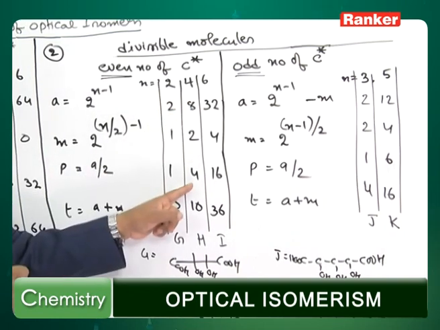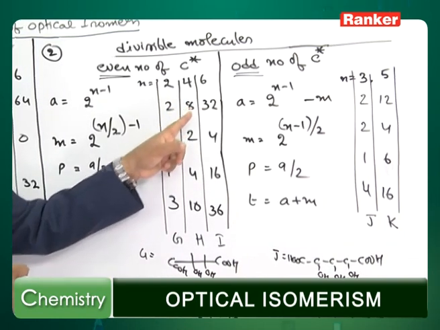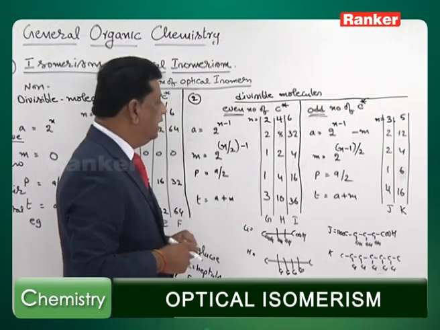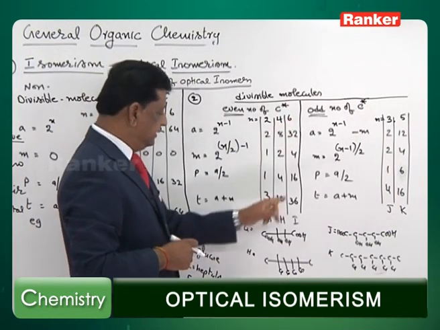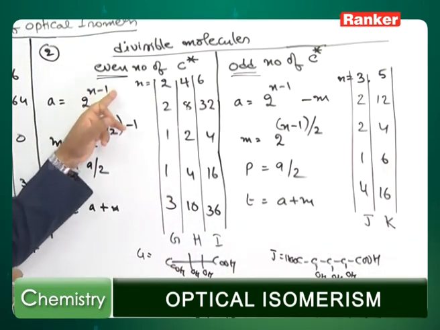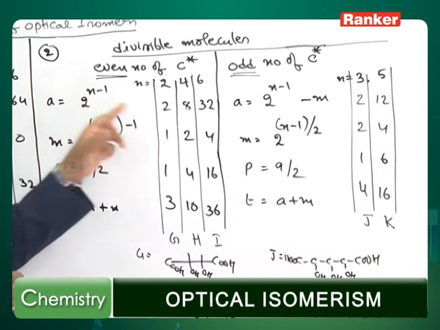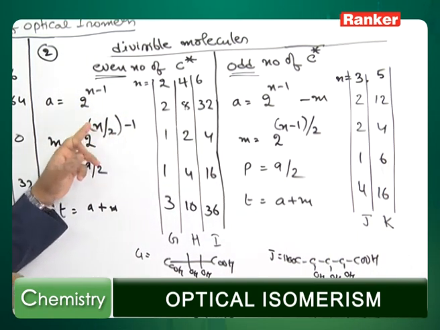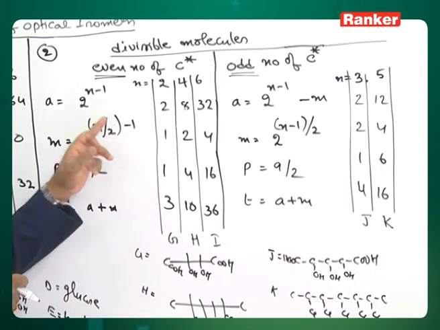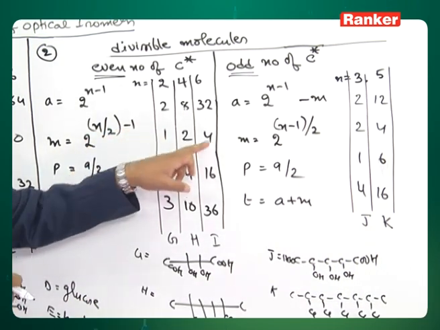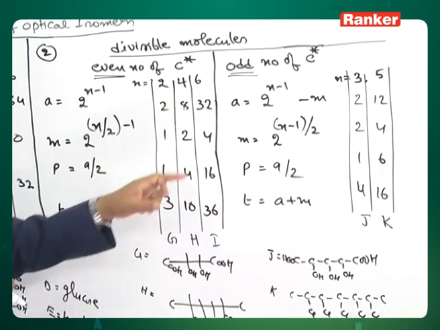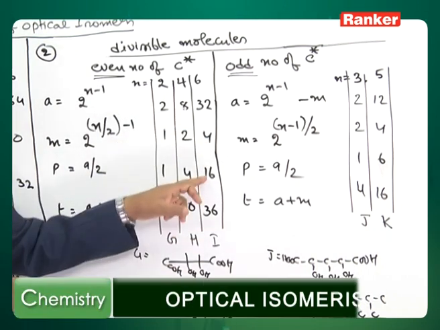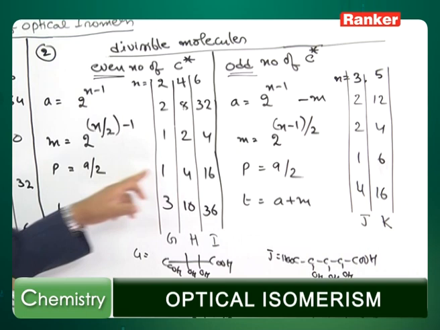So, 8 active members means 4 pairs will be there, 8 plus 2 total is 10. Like that, if 6 chiral centers are there, so 6 minus 1, 5, 2 to the power of 5 means 32, and 6 by 2, this is always even only, 6 by 2, 3, 3 minus 1, 2, 2 to the power of 2 means 4. So, 4 meso compounds, 32 active members, total will be 36, however 32 halves, 16 pairs you are going to get.